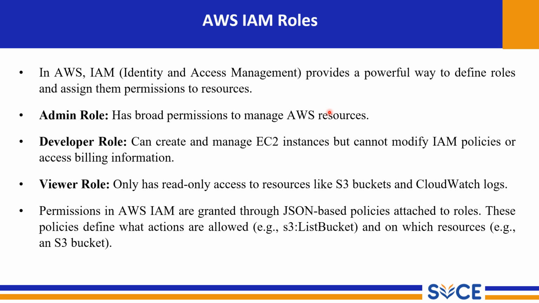Next, permissions in AWS IAM are granted through JSON, sorry, based on policies attached to the roles. These policies define what actions are allowed, for example list bucket, and on what resource, for example an S3 bucket. Okay, so these are the common roles that can be used in AWS: admin, developer, and viewer role.